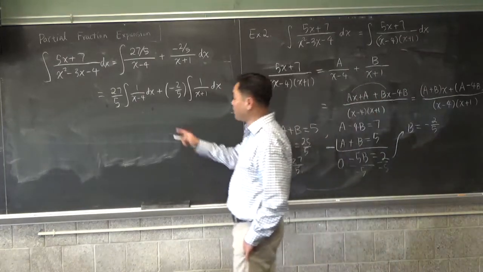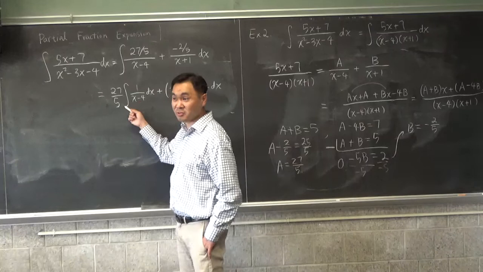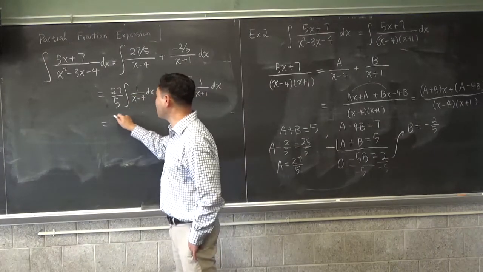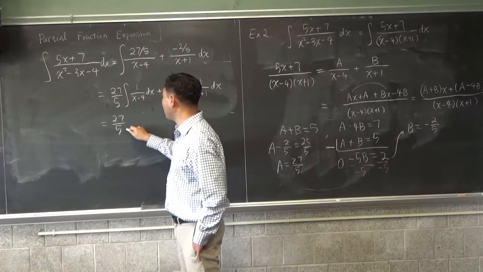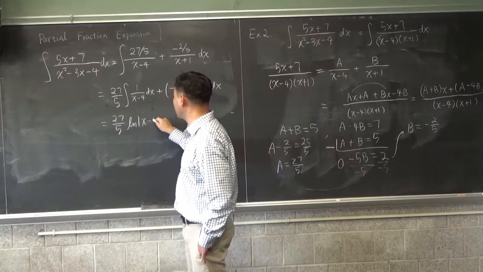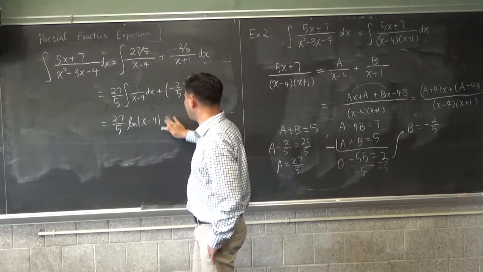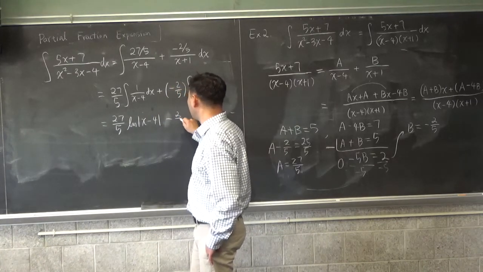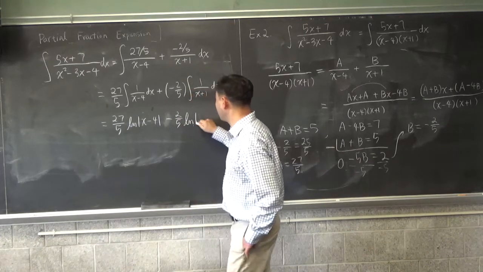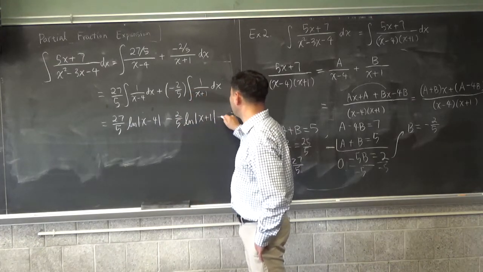And they both are f prime over f type. If you differentiate the denominator, you get the top. So this is 27 over 5 ln of the denominator plus, actually minus 2 over 5 ln of x plus 1 plus c.